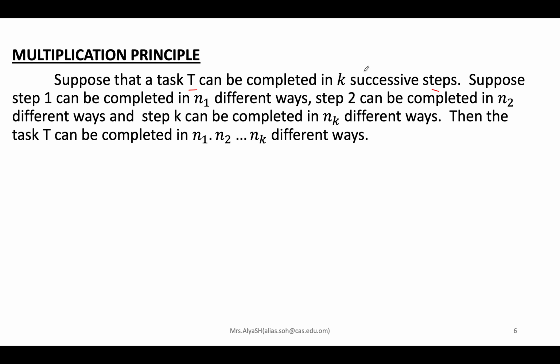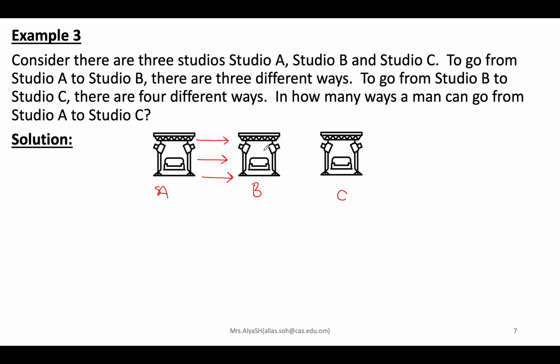Alright. The example here says, let's suppose I got 3 studios: Studio A, Studio B, and Studio C. To go from Studio A to Studio B, I got 3 different ways. And to go from B to C, there are 4 different ways. Now, in case somebody wants to go from Studio A to Studio C, how many ways are there?